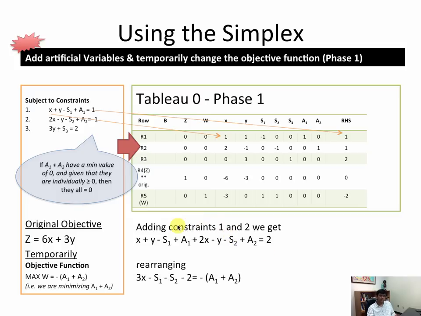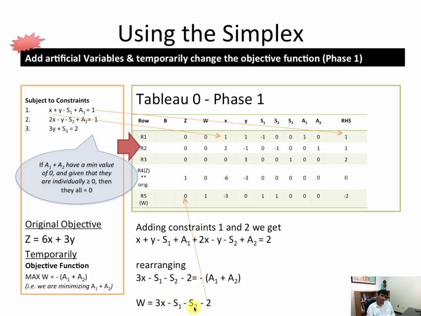Now if we rearrange this and take a1 and a2 to the right hand side, the equation turns to 3x − s1 − s2 − 2 = −(a1 + a2). And in this case, if we now replace −(a1 + a2) with w, we get w = 3x − s1 − s2 − 2. So our temporary objective function for the tableau is based on this equation: w = 3x − s1 − s2 − 2.